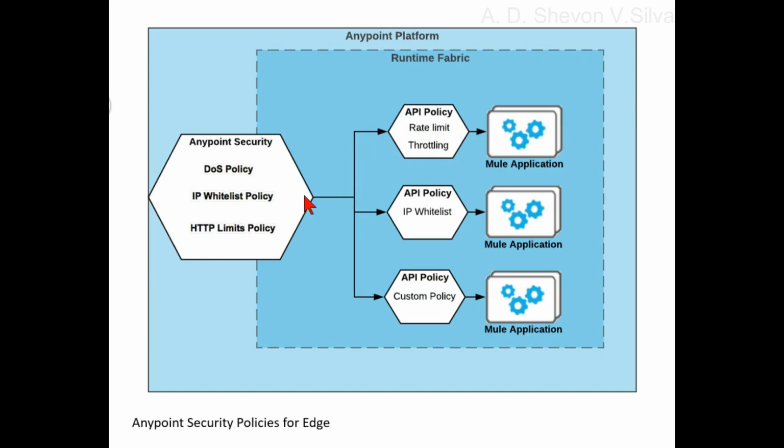Here the endpoint security is connected to API policy, IP whitelist, and it is connected to Mule application. Here Anypoint security is connected to API policy, custom policy, and it is connected to Mule application. Endpoint security, API policy and Mule policies and Mule applications are in runtime fabric here, and runtime fabric is in Anypoint Platform.